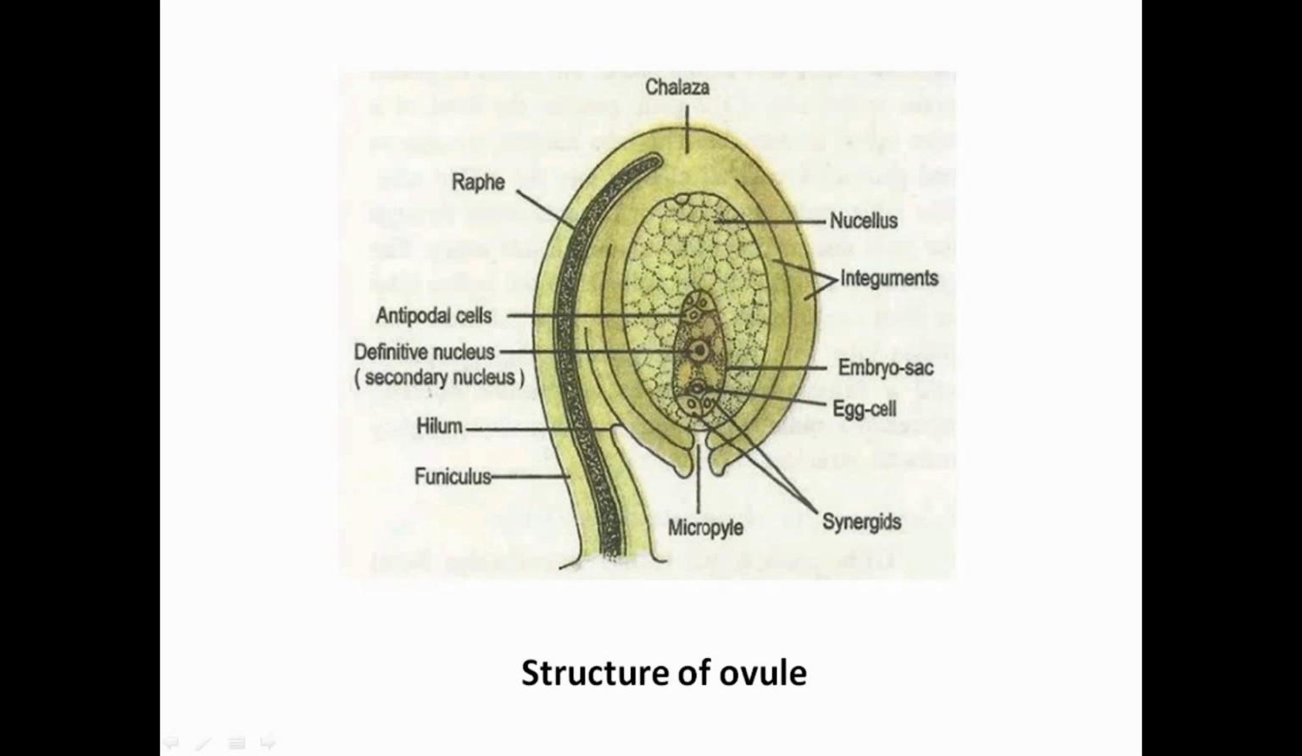The integument encloses a large parenchymatous tissue known as the nucellus. The residual part of the nucellus in the mature seed is called the perisperm. In the center of the nucellus is situated a female gametophyte known as the embryo sac.